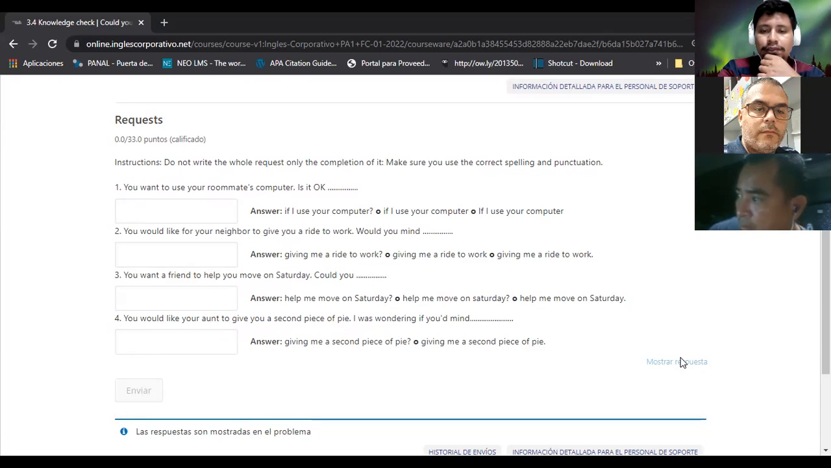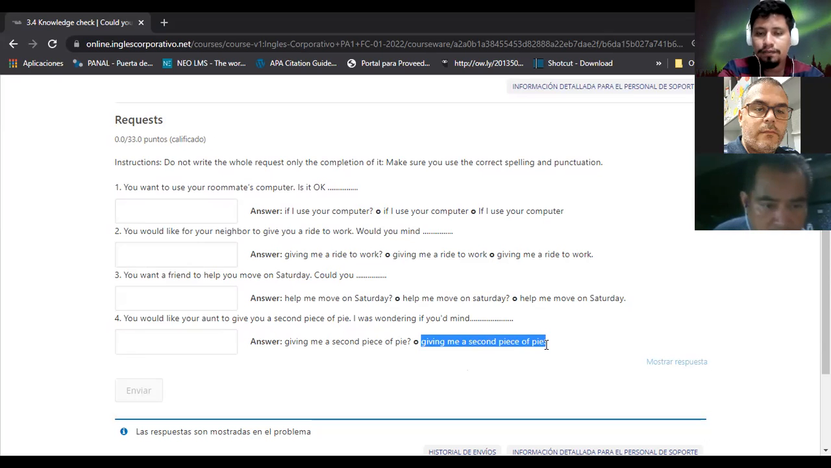Can you see my screen? Yes, I see your screen. So if you write this, then this piece of the sentence here is going to be correct, because those are the answers that we have for it. Try writing, giving me a second piece of pie. And remember to add a period at the end. Wow, okay.